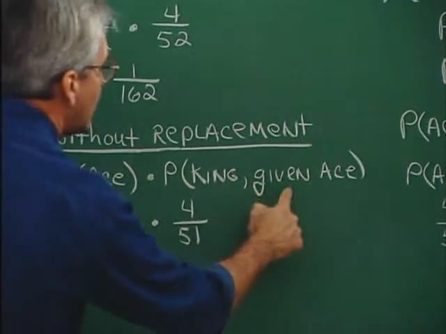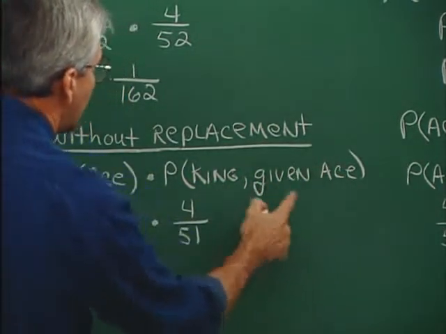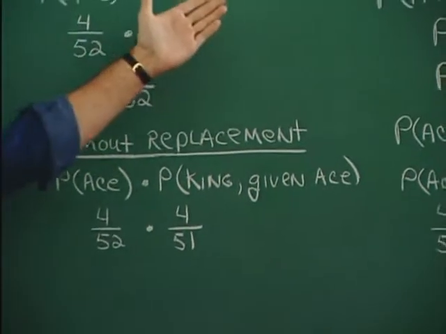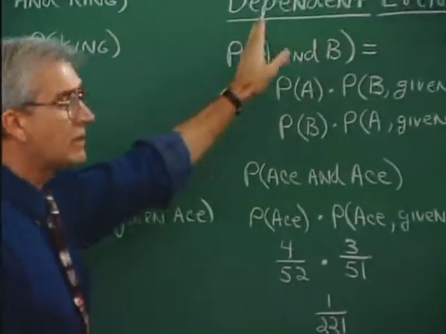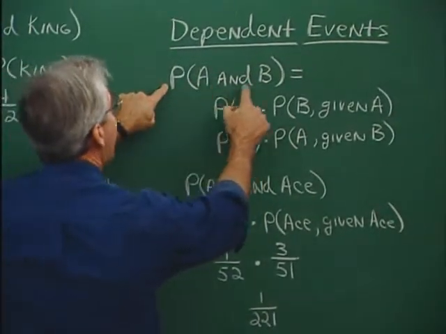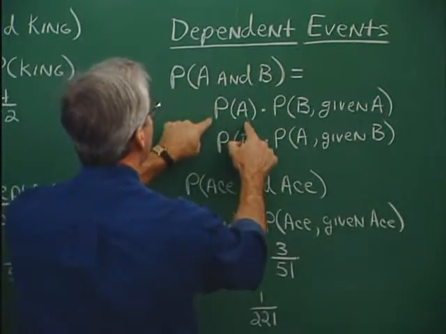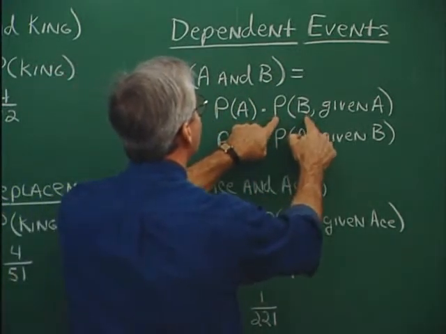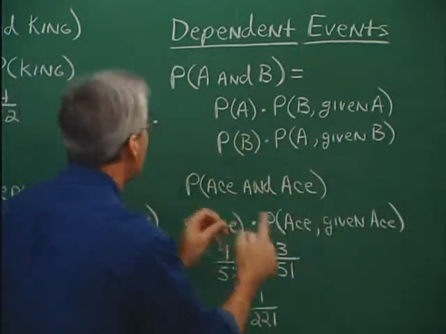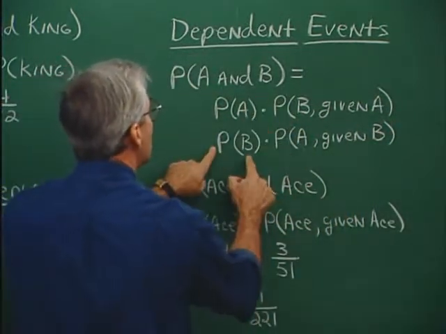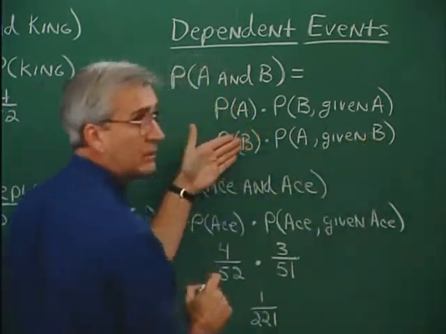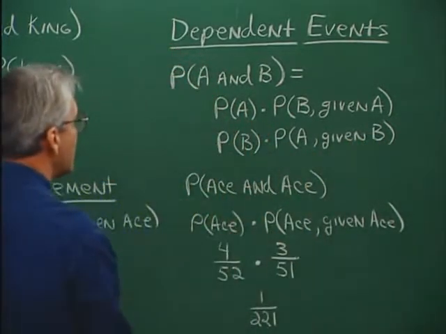It is the given idea, given that the first item has already occurred. So, to summarize with dependent events, the probability of A and B is the probability of A times the probability of B given that A has already happened. Or it's the probability of B times the probability of A given that B has happened. You see, either way you calculate it, it's going to be the same thing.